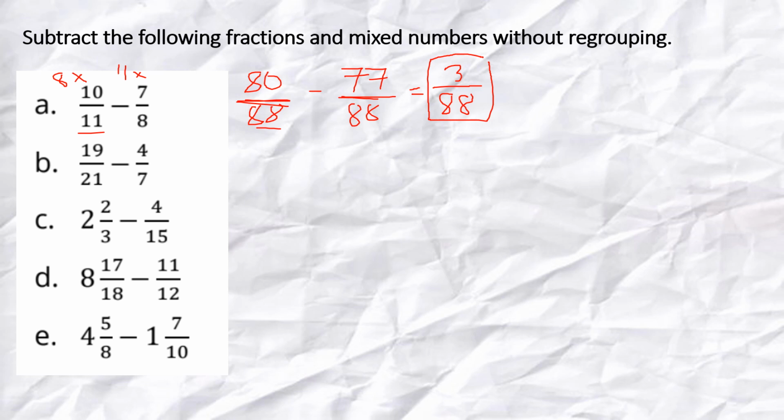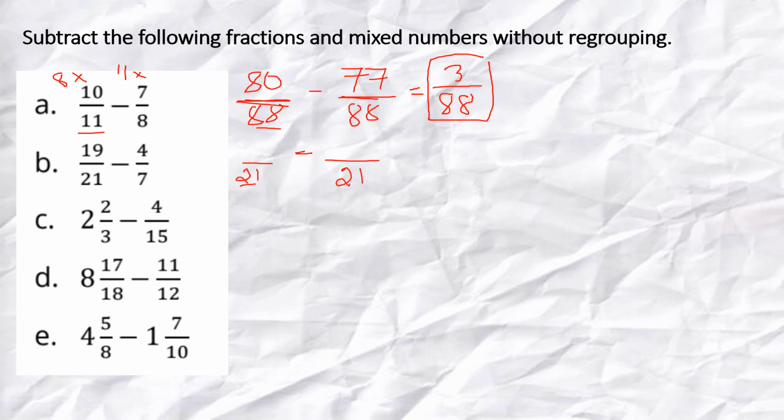Letter B, 19 over 21 minus 4 over 7. Same as letter A, we need to get their LCD first before we can subtract them. So the LCD of 21 and 7 is 21.